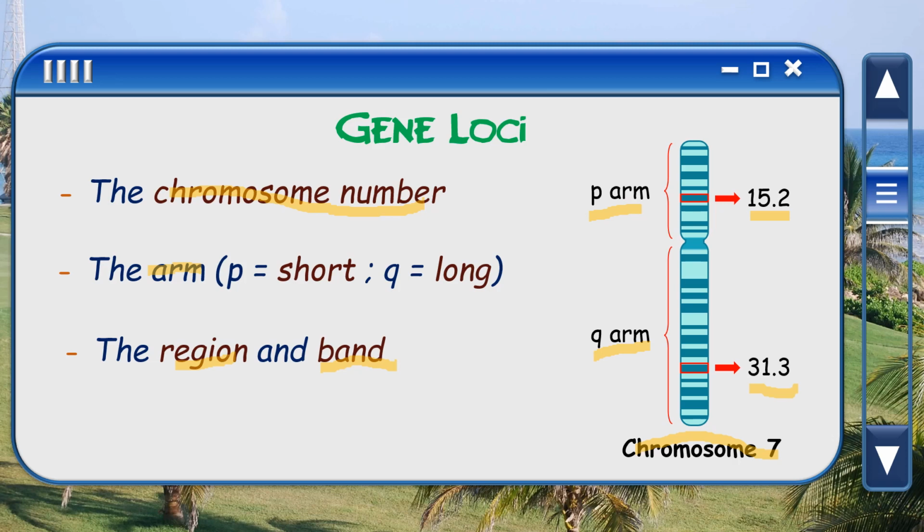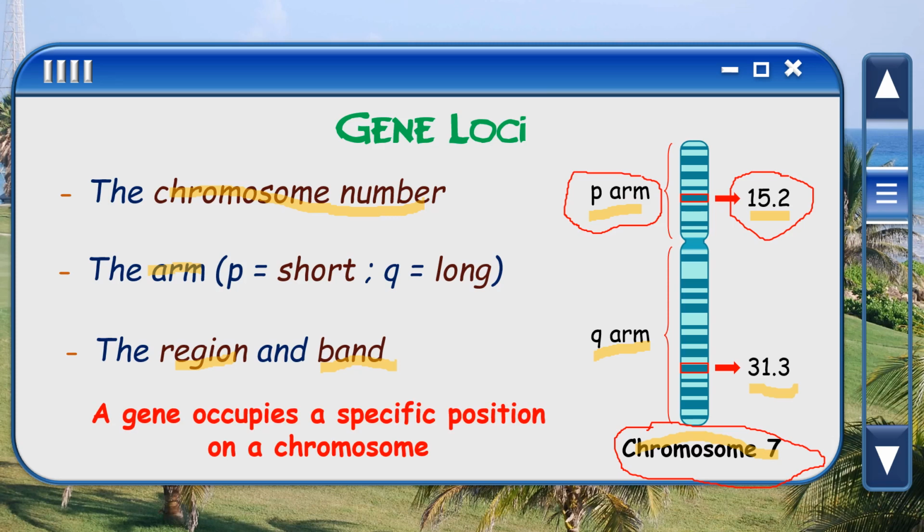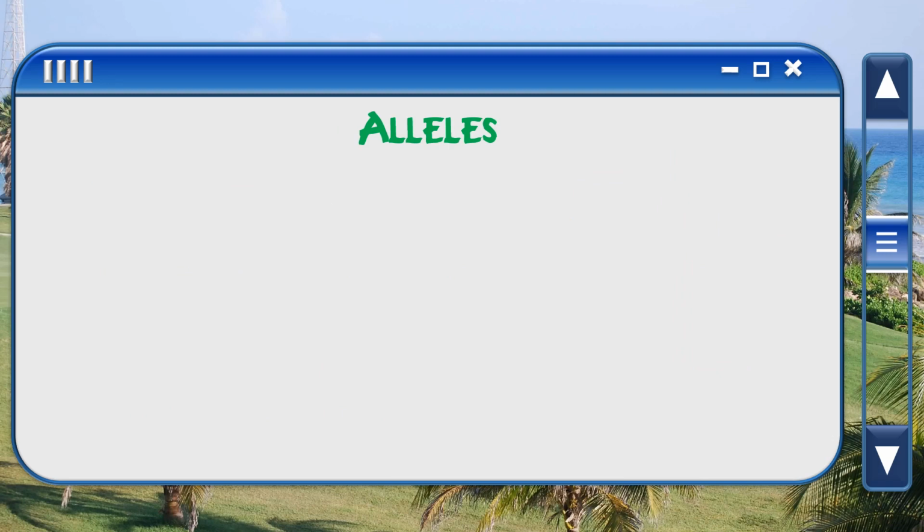So when we identify the locus of a particular gene, we can identify it using the chromosome number. For example, you can say chromosome 7, on the P arm, which is the short arm, and the region and the band is 15.2. So there we would have identified the gene's locus. We use the chromosome number, the arm, and then the region and the band. A gene occupies a specific position on a chromosome. Let's look now at the allele.